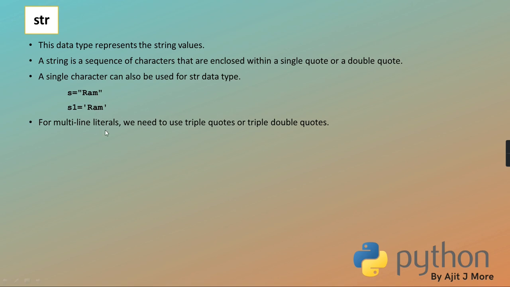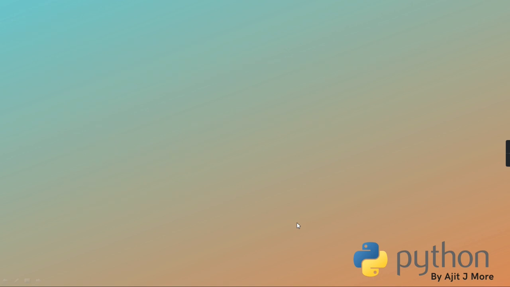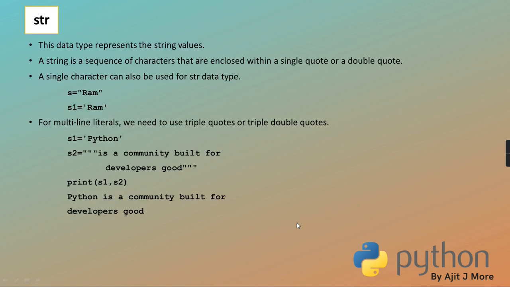If you want a multi-line string, then use triple quotes, triple single quote or triple double quote. Here I have written three quotes, and everything is preserved. I am writing print S1. First it will print Python, then a space, then S2, which is a community build for developers. As it is on two lines, on the monitor also you'll see two lines only. Hope it is clear, right?